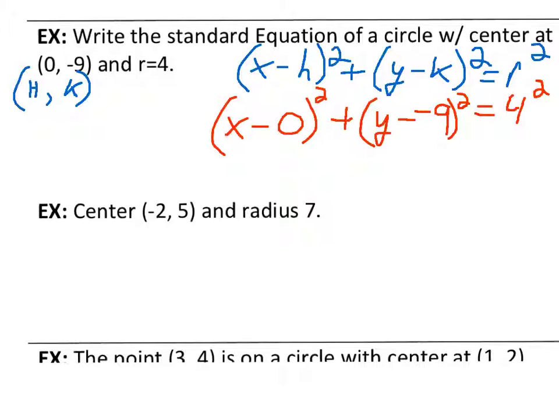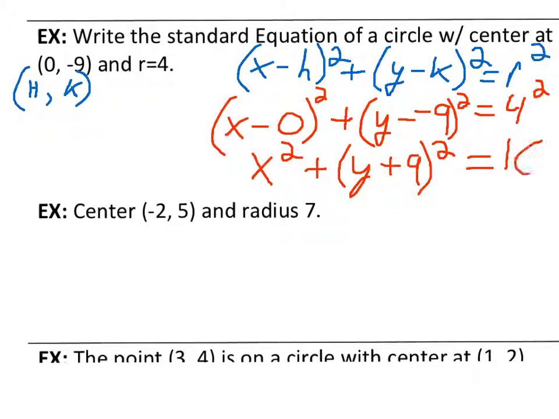And then the last step here is I just want to simplify this. So x minus 0, that's just going to be x squared. Plus y minus a negative 9, I think that's just y plus 9 squared. Equals 4 squared, which is 16.